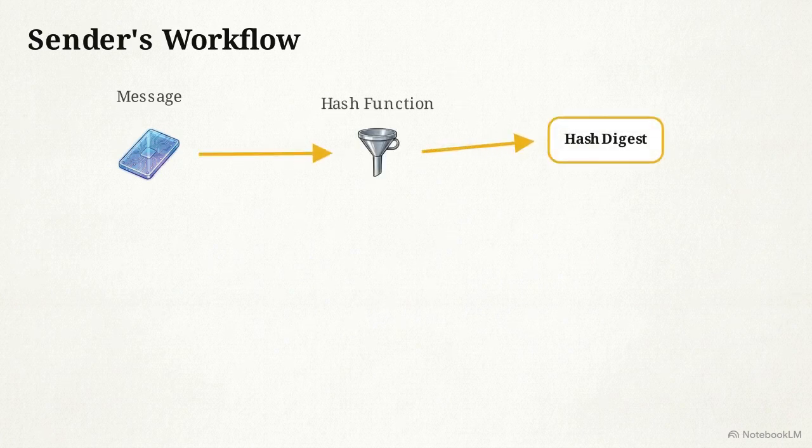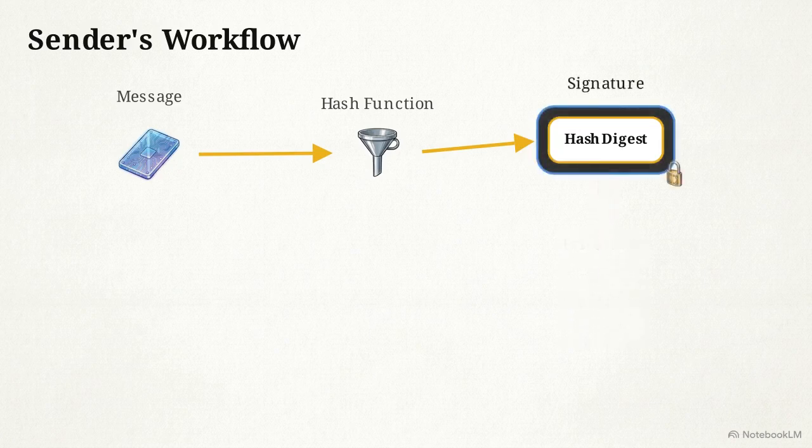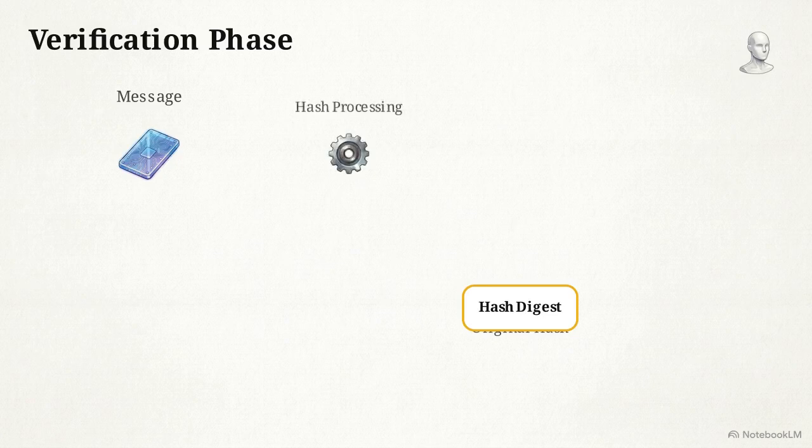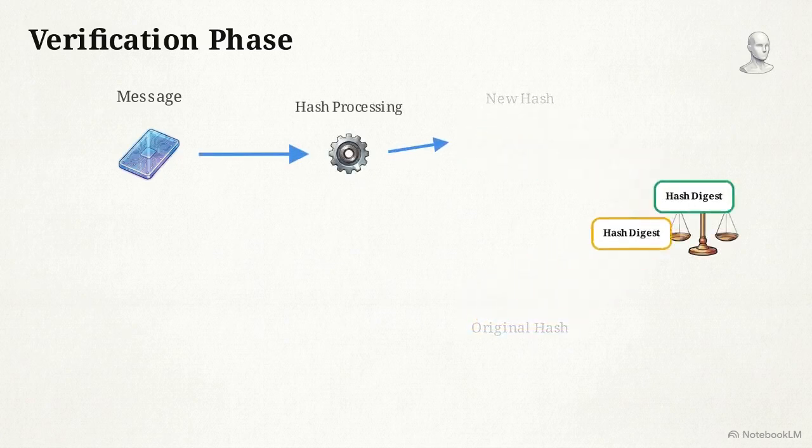To see how this works, let's look at the sender's workflow. First, the sender runs their message through a hash function. Then, in a major reversal from standard encryption, they encrypt that hash using their private key. For verification, the receiver takes that signature and decrypts it using the sender's public key. They generate a new hash from the raw message and compare the two. If they match, the signature is authentic.